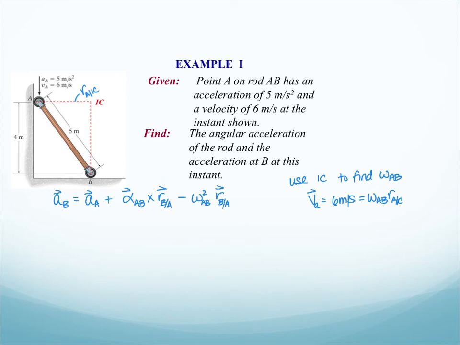Now, if we look at the geometry here, I think we're having trouble seeing this, but this is actually 4 meters over here. I think it got cut off. So this is 4, the hypotenuse is 5, so that means that this is 3. So the radius from the instantaneous center is actually 3. So we have 6 meters per second is equal to omega AB times 3. So omega AB is actually equal to 2 radians per second.